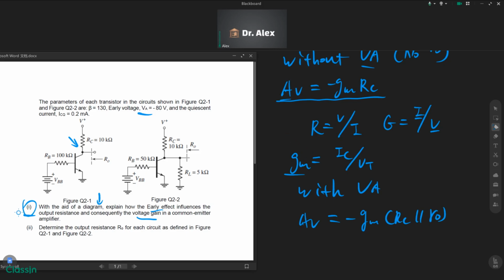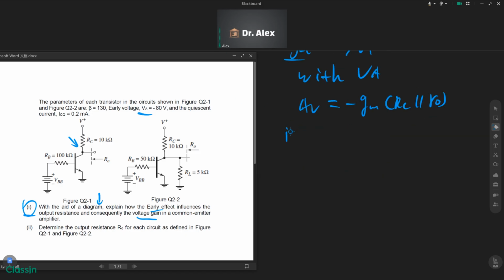That's the difference between the voltage gain with or without VA, and that's the solution for the first question. For the second question, it asks us to calculate the output resistance RO. It's quite straightforward because we know the definition of RO, which is VA divided by IC. We use the absolute value of VA, which is 80 volts, and the collector current is 0.2 milliampere. So the final value for RO will be 400 kilo ohm.